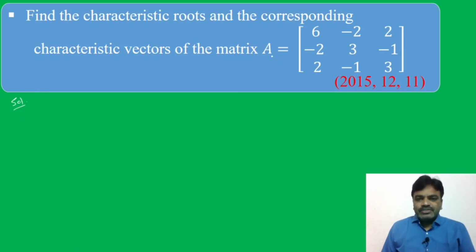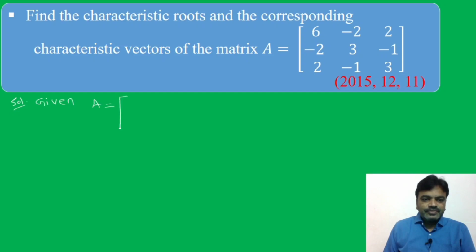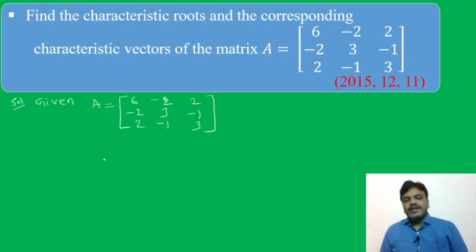Now you write the given matrix, friends. Given A equal to [6, -2, 2; -2, 3, -1; 2, -1, 3].